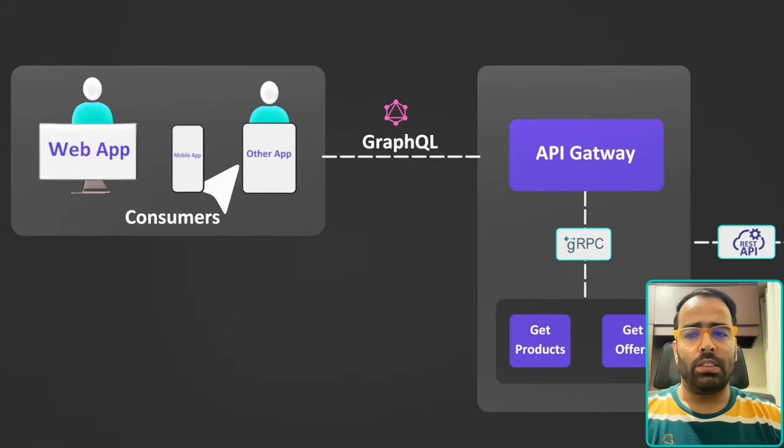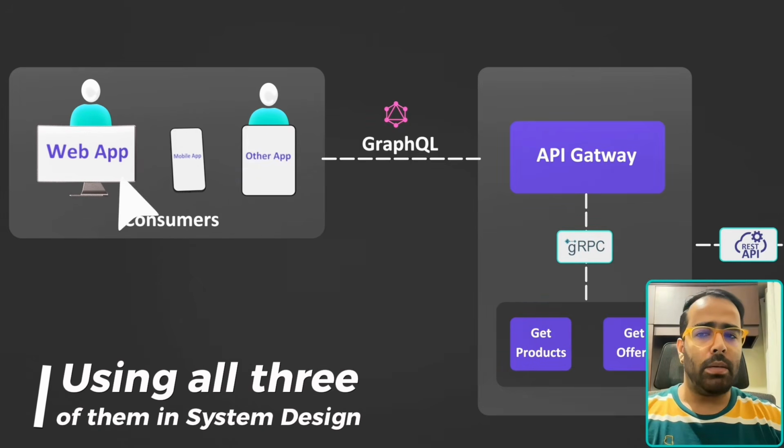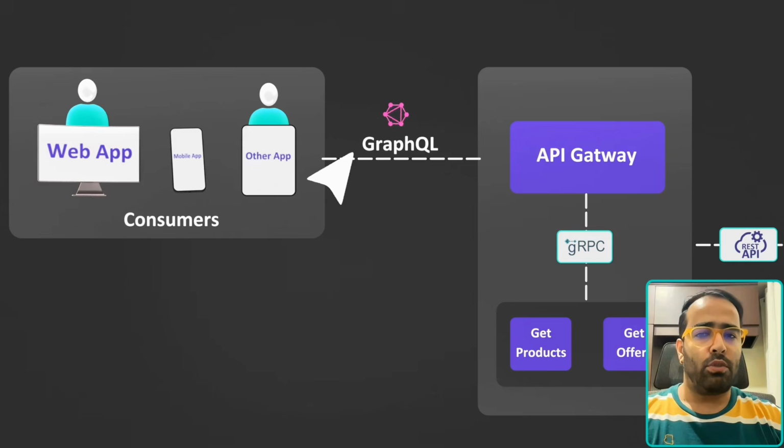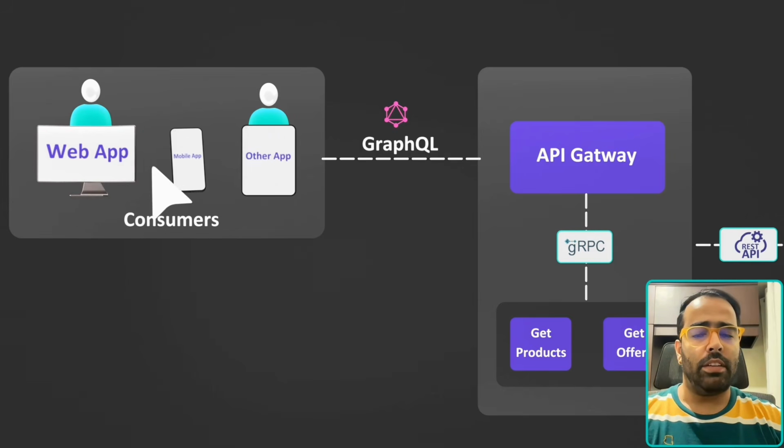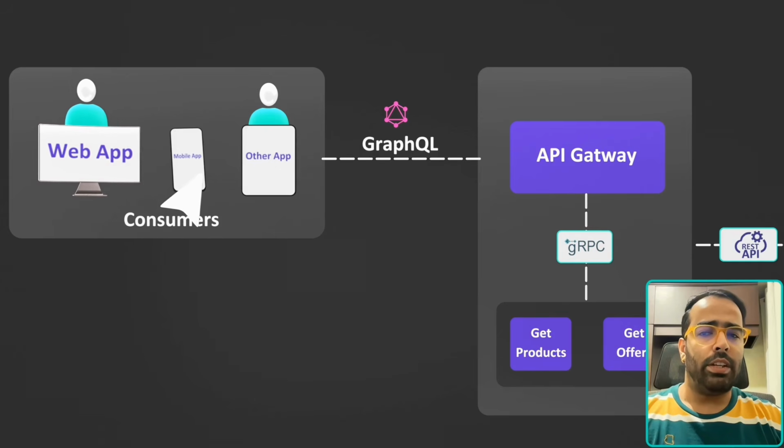Let's say you have consumers, and your consumers can be a web app, mobile app, any other app, and you can enable GraphQL for your consumers, because let's say the web app is using GraphQL to fetch 50 fields, whereas the mobile app is only using 10 fields, so it will only pass 10 fields in GraphQL.